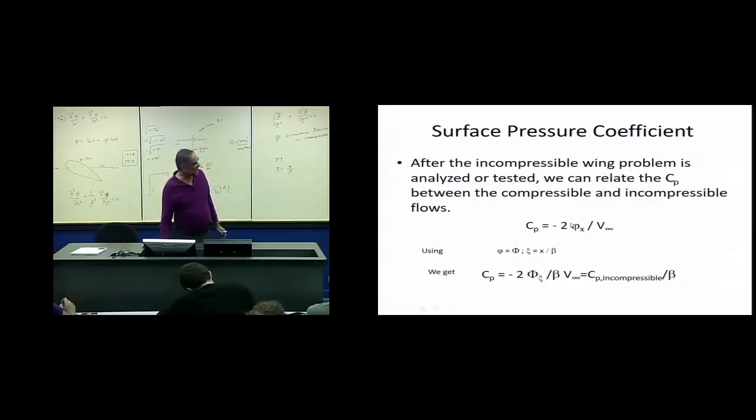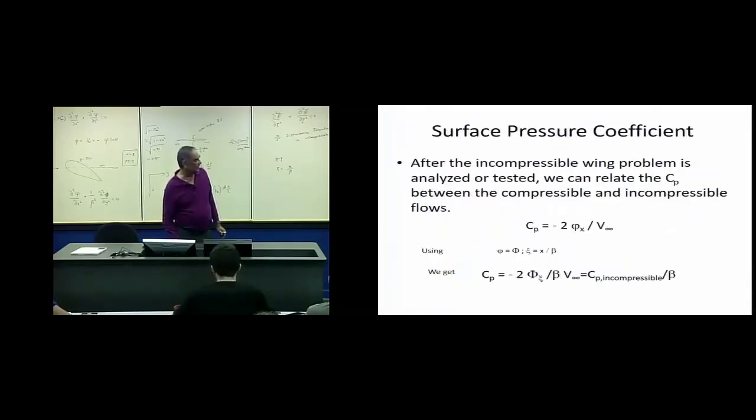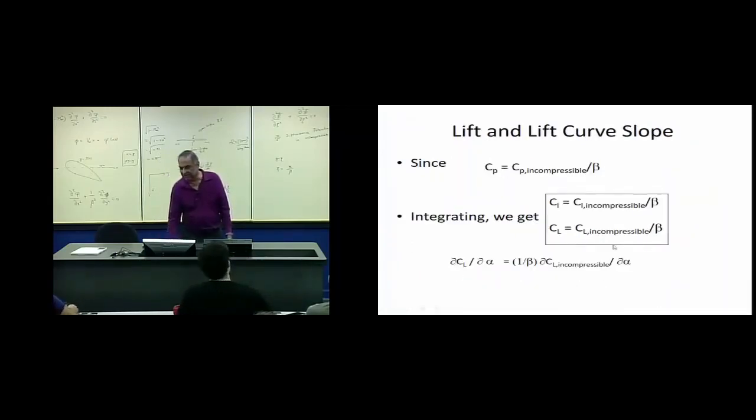So how about the CP? Again, x is changed, phi is capital Phi. d phi dx becomes d phi dx times 1 over beta. Therefore, the CP equals CP incompressible divided by beta. So change the compressible wing into an incompressible wing. Run your vortex lattice program. Get CP anywhere on the wing. That's going to be CP incompressible flow divided by beta, the compressible equivalent. That means all the lift you get from your incompressible problem, all you have to do is divide it by beta, then you get the lift. If you wanted a lift curve slope, do 1 over beta times the incompressible.